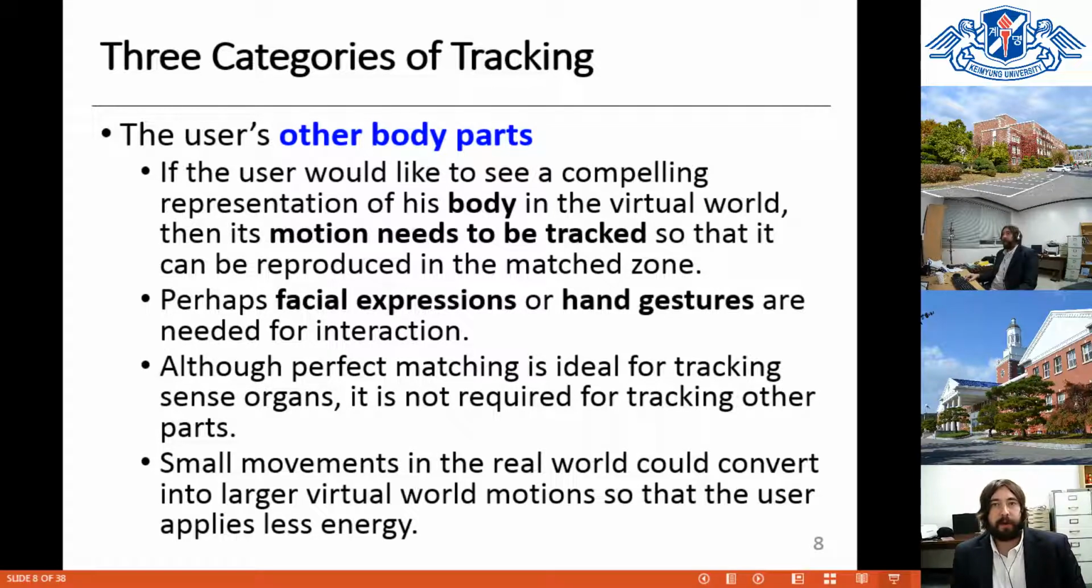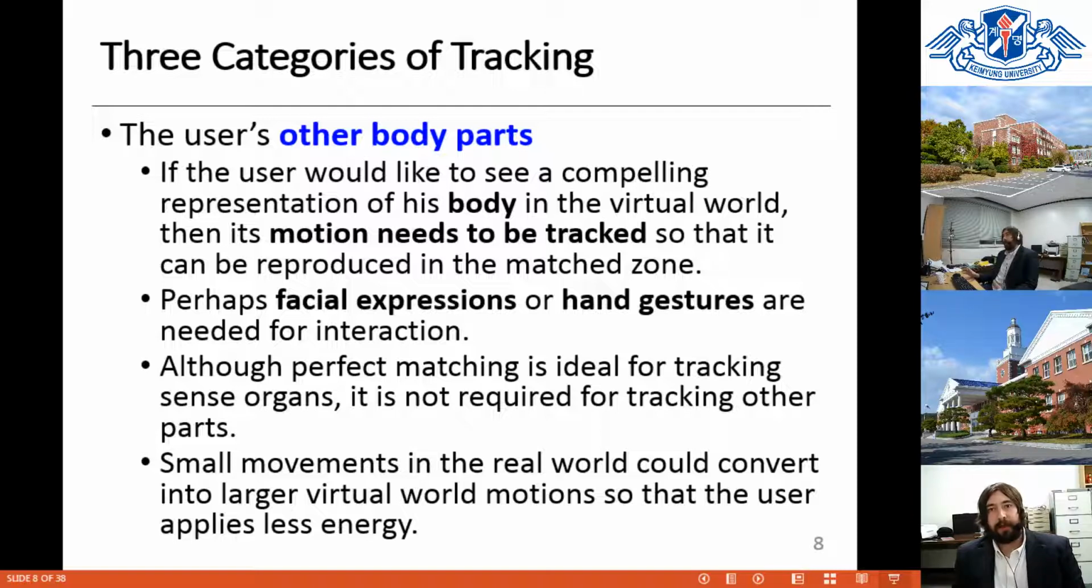So the second category is related to the other body parts. If the user would like to see a compelling representation of his body in the virtual world, then its motion needs to be tracked so that it can be reproduced in the virtual world. Perhaps facial expressions or hand gestures are needed for interaction. Although perfect matching is ideal for tracking sense organs, it's not required for tracking other parts. Here, I also need to mention that small movements in the real world could be converted into larger virtual world motions so that the user applies less energy.